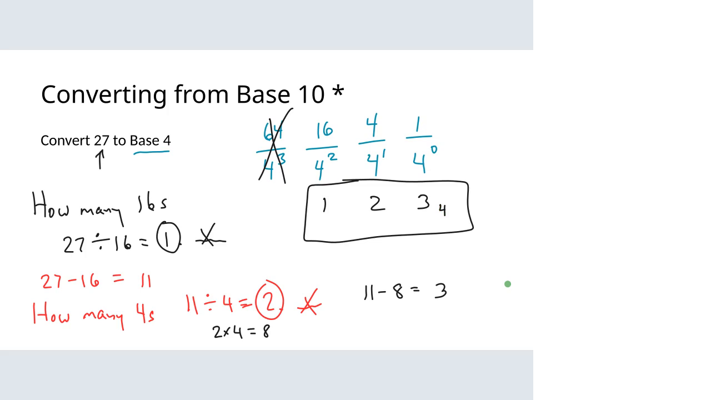Remember what we're saying when we do a conversion like this. What we're saying is that 2 10s and 7 1s is the same as 1 16, 2 4s, and 3 1s. That's what we're saying is those two are equivalent to each other when we convert between bases.